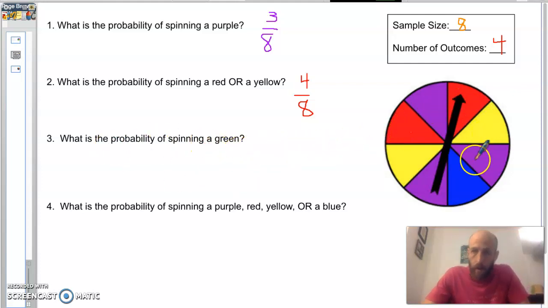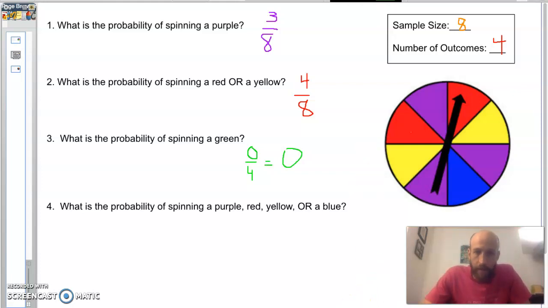Well, there are no greens on this spinner, so the probability of spinning a green is 0 out of 8, or just 0. And a probability of 0 means it is impossible. If you spun that spinner 1,000,000 times, 1,000,000,000,000 times, you would never ever spin a green. All right, question number 4.